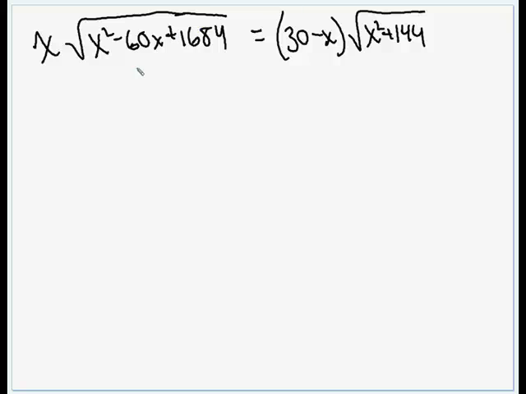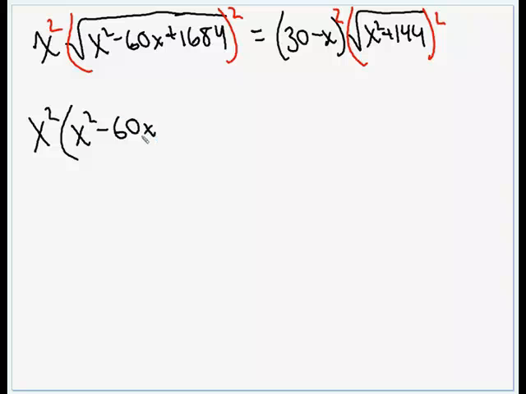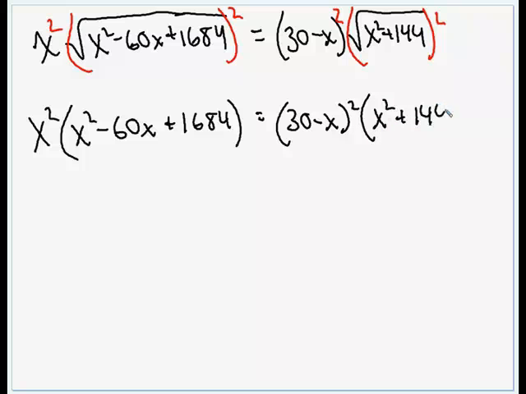Now we have nasty radicals on both sides of the equal sign. So let's square both sides. As we square both sides, we're going to take care of that radical. We're going to square this binomial. Squaring this term will take care of the radical again, and we'll have an x squared term there. So after the squaring, we're going to have x squared, and then a parenthesis now contains what used to be under our radical. And we're going to have 30 minus x quantity squared times the quantity x squared plus 144.